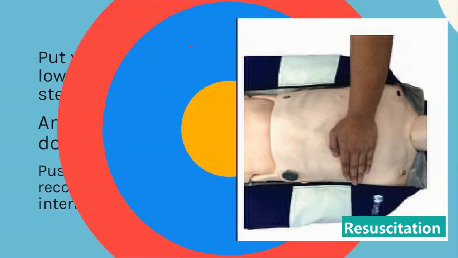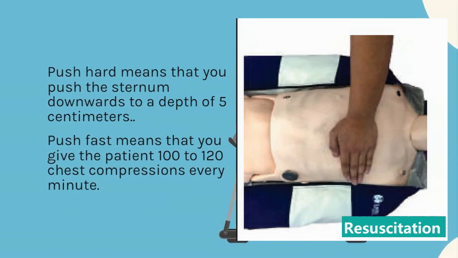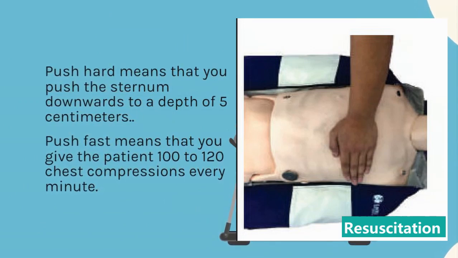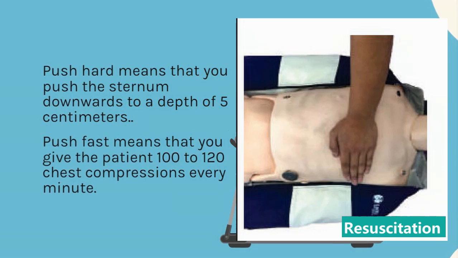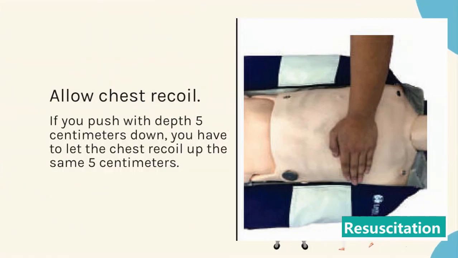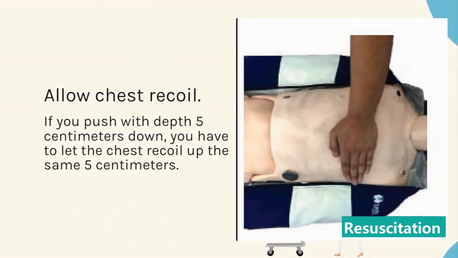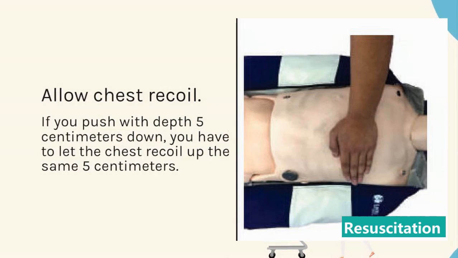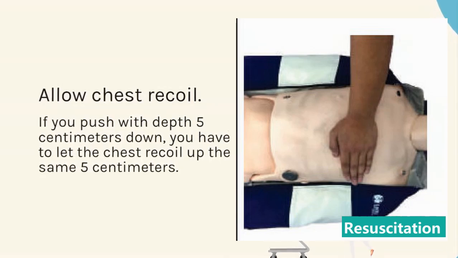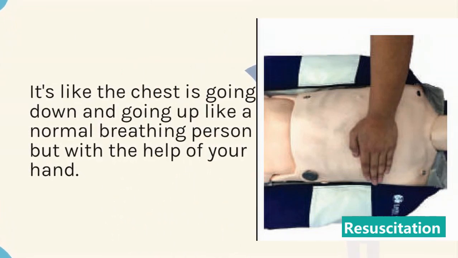Push hard means that you push the sternum downwards to a depth of 5 centimeters. Push fast means that you give the patient 100 to 120 chest compressions every minute. Allow chest recoil. If you push with depth 5 centimeters down, you have to let the chest recoil up the same 5 centimeters. It's like the chest is going down and going up like a normal breathing person, but with the help of your hand.